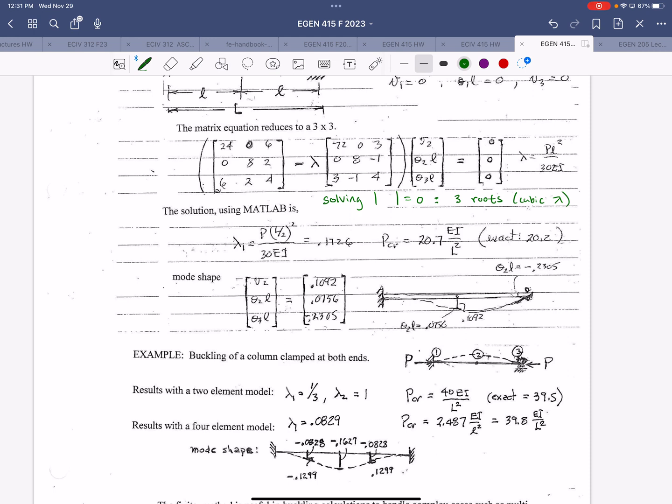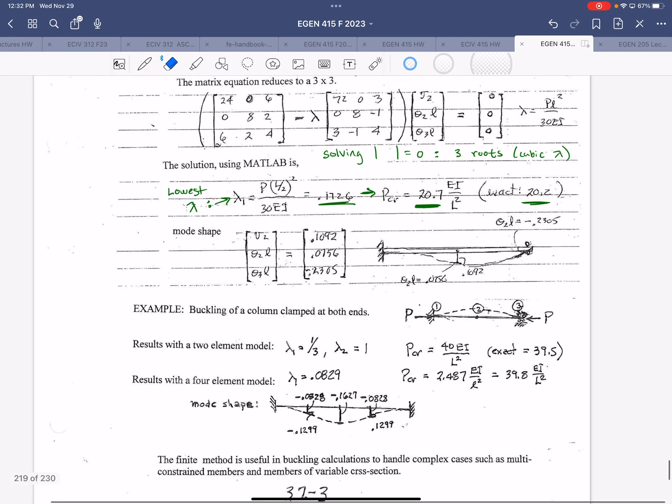The lowest eigenvalue comes out to 0.1726. I'll note here, this is your lowest lambda. Solving for the critical buckling load, we get 20.7 times EI over L squared. The exact solution for this particular set of boundary conditions is 20.2, so that's a pretty close solution. And our mode shape that corresponds to that first buckled mode is shown right here.